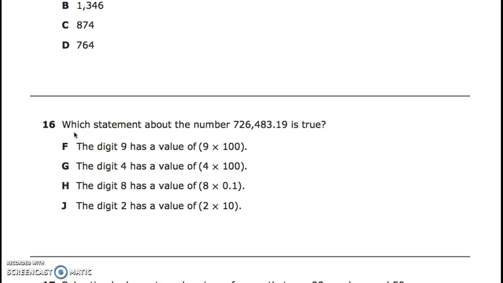Number 16. Which statement about the number 726,483.1900 is true? The digit 9 has a value of 9 times 100. The digit 4 has a value of 4 times 100. The digit 8 has a value of 8 times 1/10. Or the digit 2 has a value of 2 times 10. Pause this video now to work this problem.